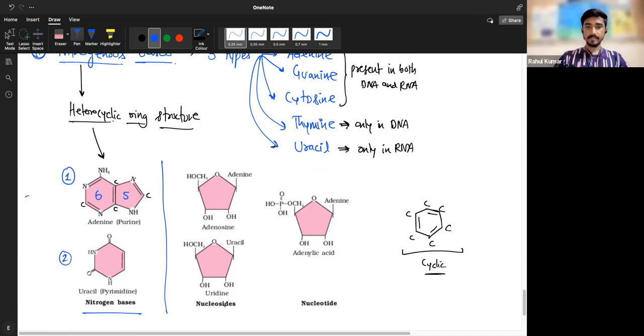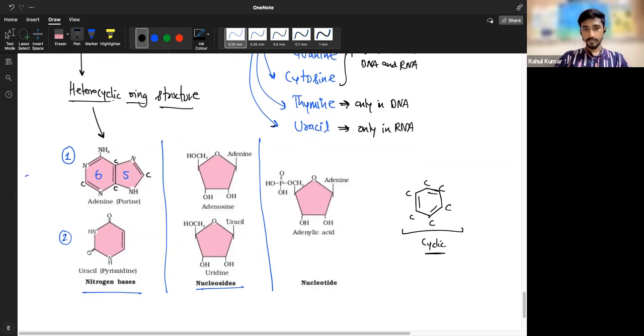Now, when these bases are present with a sugar molecule, then it's called a nucleoside. So write down: nitrogenous bases, if attached to a sugar, then they are called nucleosides. They are no longer called nitrogenous bases now, they are called nucleosides.